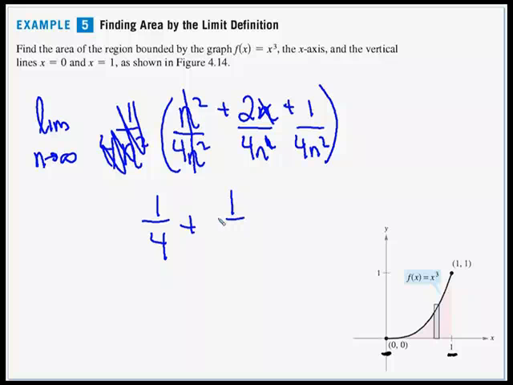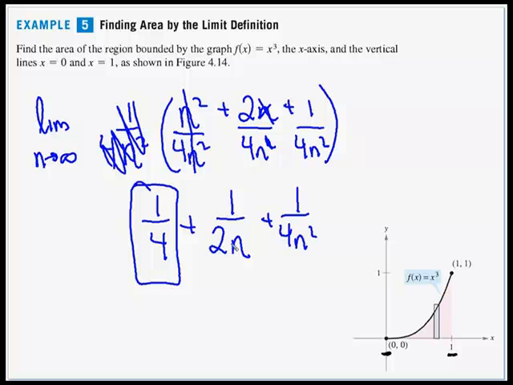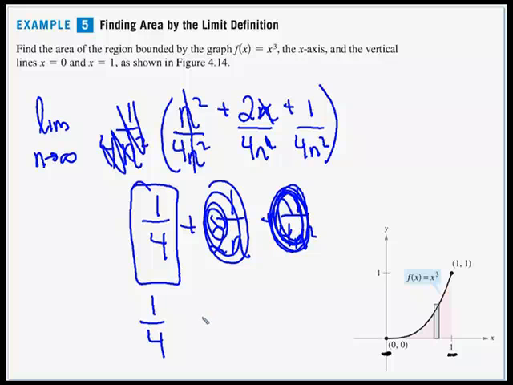So we're going to have a 1 over 2n plus 1 over 4n squared. So as the limit, as n goes to infinity, we're left with a fourth plus, this term will be 1 divided by 2 times infinity, which is 0. And 1 divided by 4 times infinity squared is 0. So it looks like we have an area under that curve of 1/4, whatever the units were, squared. Units squared.